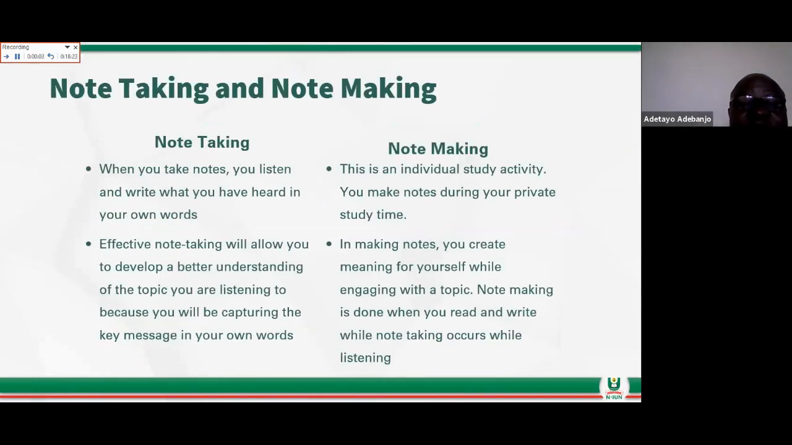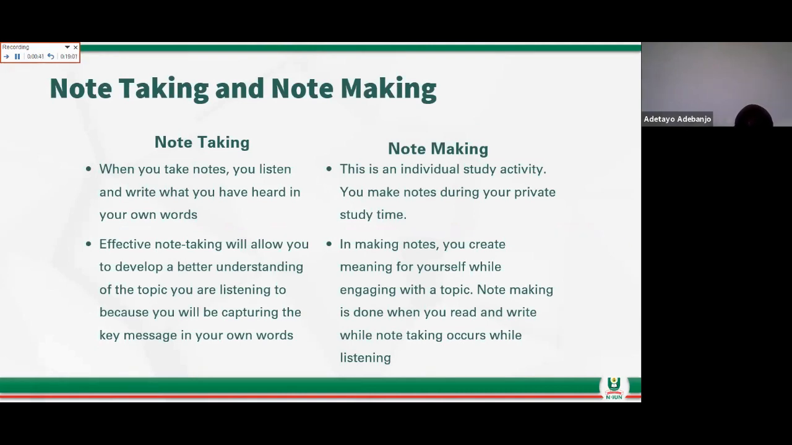When writing, you are taking note-taking and note-making. When you read, like I told you yesterday, you read and judge points. You take a note or you make your note from it. If you are taking note, it is when you listen and write what you have heard in your own words. Get it right. That is note taking.